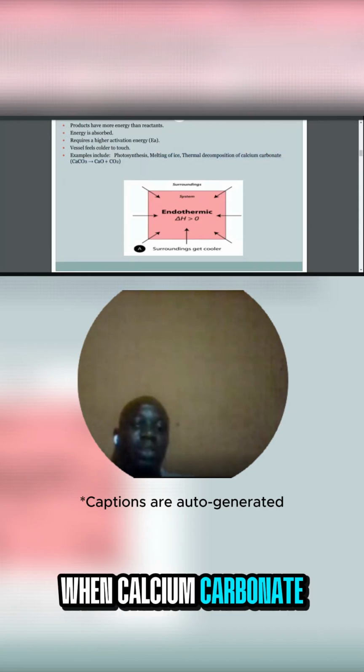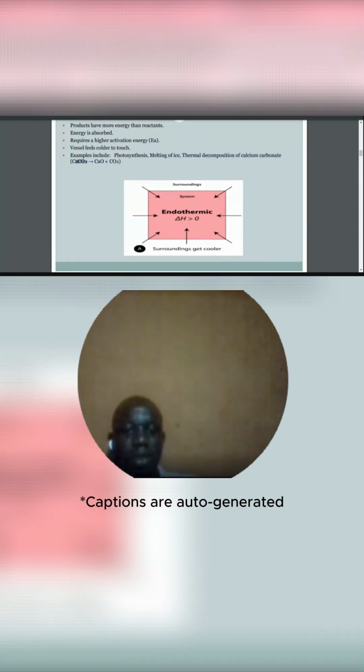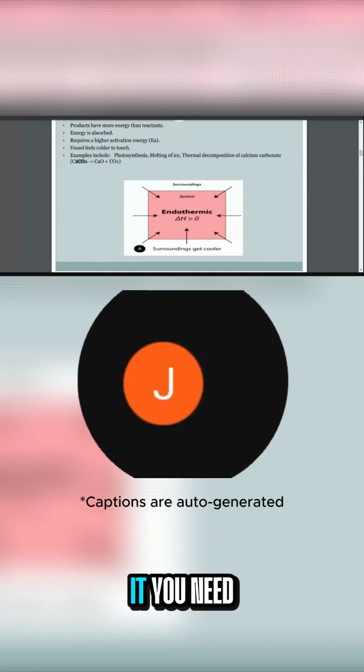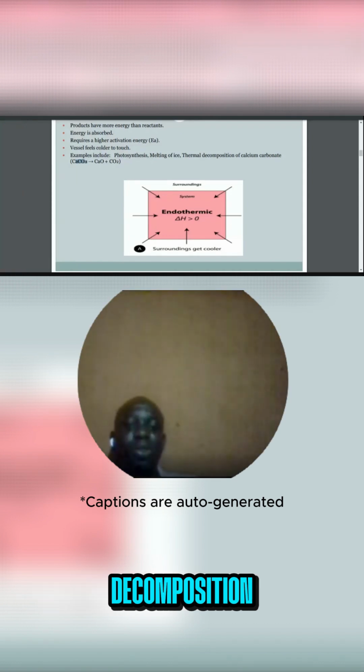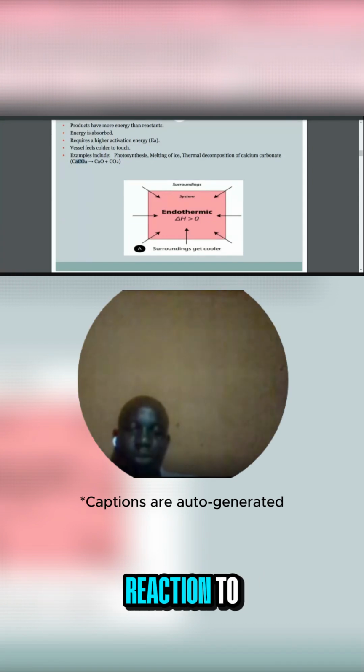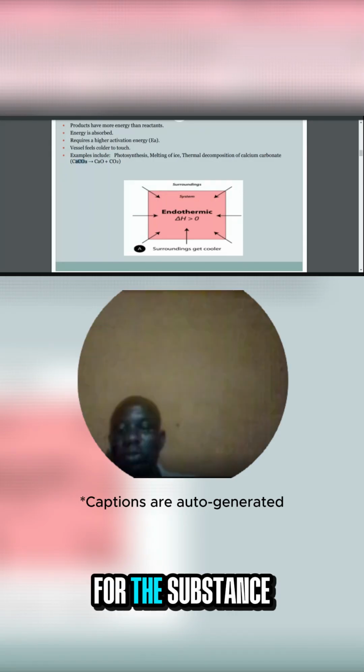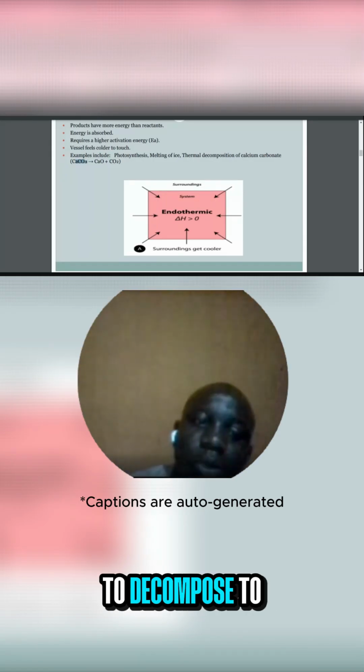Then thermal decomposition of calcium carbonate. When calcium carbonate decomposes thermally, you need to add energy. Most thermal decompositions are endothermic because energy will be needed for the reaction for the substance to decompose.